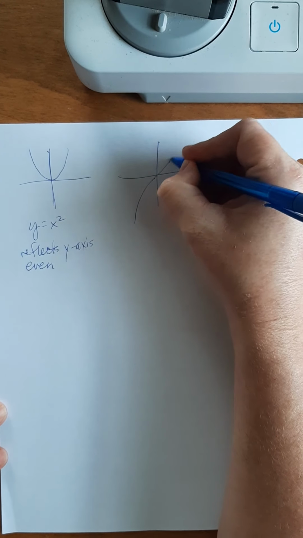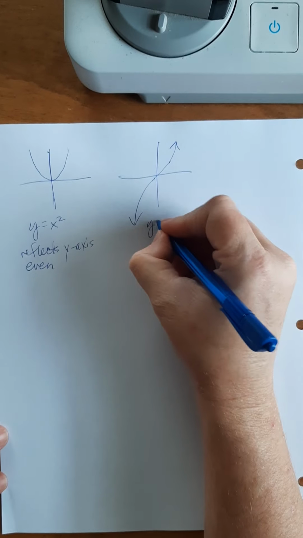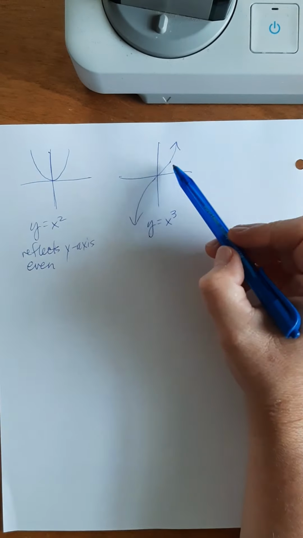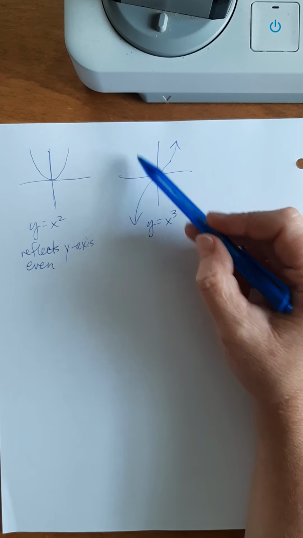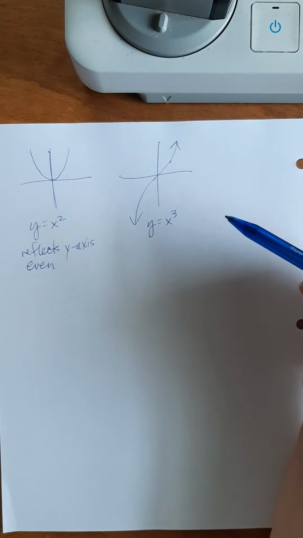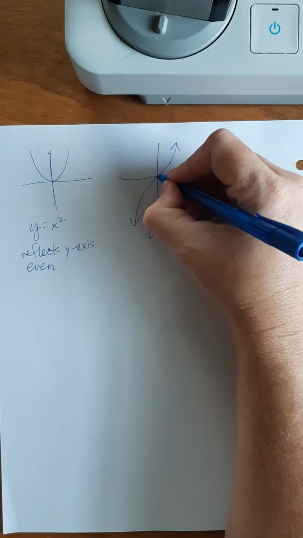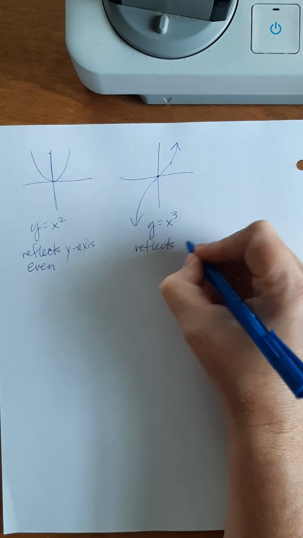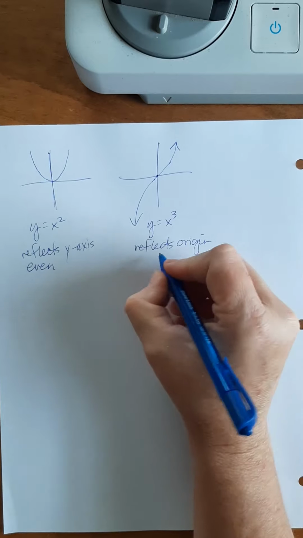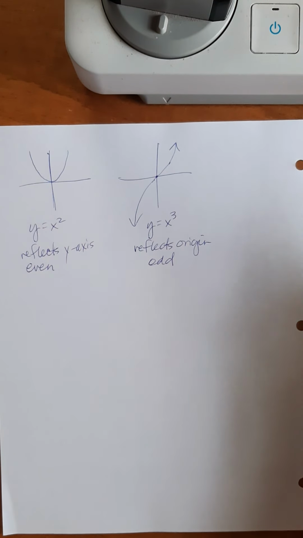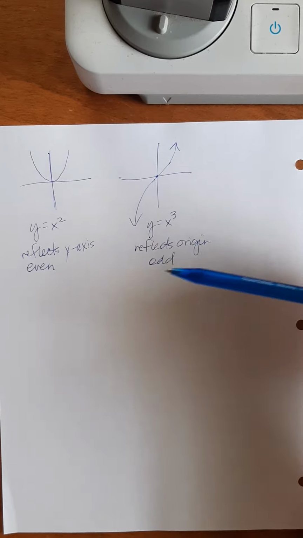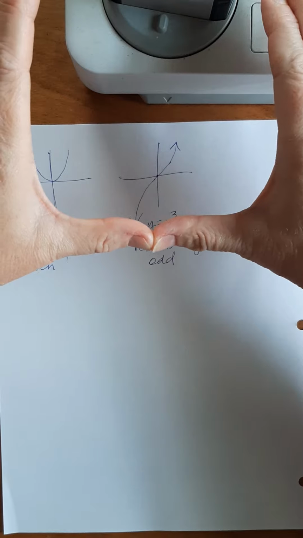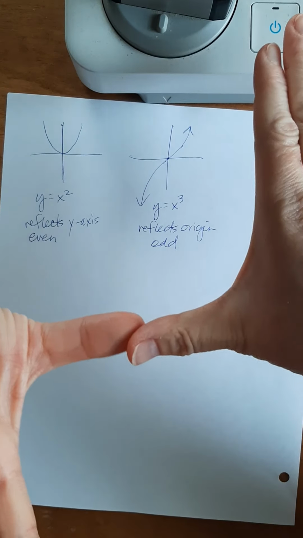Now let's say this one, y = x³. Notice how it doesn't reflect on the y-axis. It doesn't reflect on the x-axis. But it reflects about the origin. So if it reflects about the origin, it is odd. So notice how if you were to flip this, it was an even, and then it flipped. Or in this case, technically, it's like that.